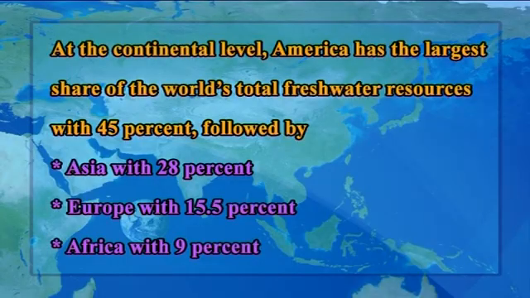Moving to freshwater resources. The total water resources in the world are distributed throughout the world according to the patchwork of climates and physiographic structures. At the continental level, America has the largest share of the world's total freshwater resources with 45%, followed by Asia with 28%, Europe with 15.5% and Africa with 9%.